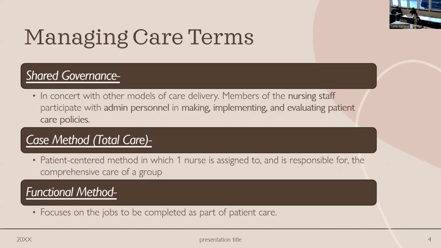A few more terms. Shared governance. This is a model to promote collaborative decision-making between nurses and administration. Case method, so total care. One nurse provides all care for the patient during the shift, and that's pretty standard. An example would be a nurse in a hospice setting who provides physical, emotional, and spiritual support for terminally ill patients and their families. Or an ICU nurse manages ventilator care, medication administration, and patient advocacy.